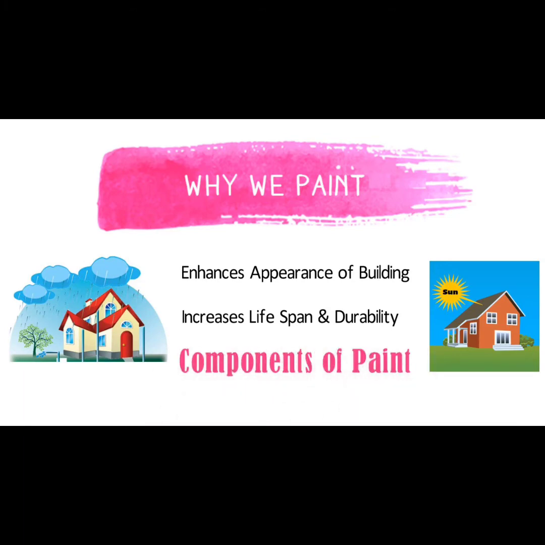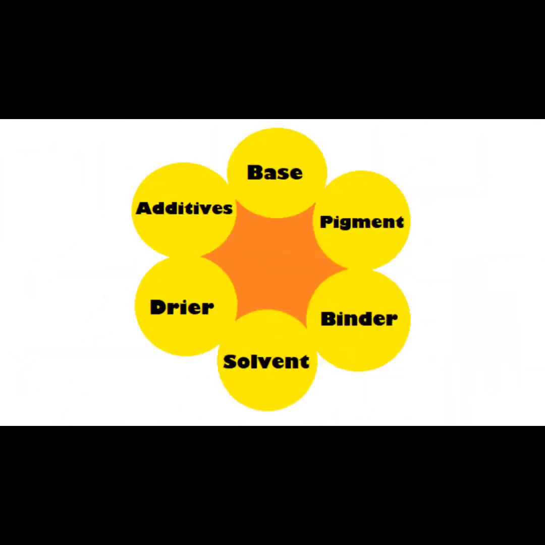Modern paints can have 10 or 20 components, each responsible for giving a specific quality to the paint. But basically, paint consists of 6 main components, and they are base, pigment, binder, solvent, dryer and additives. So let us discuss them one by one.